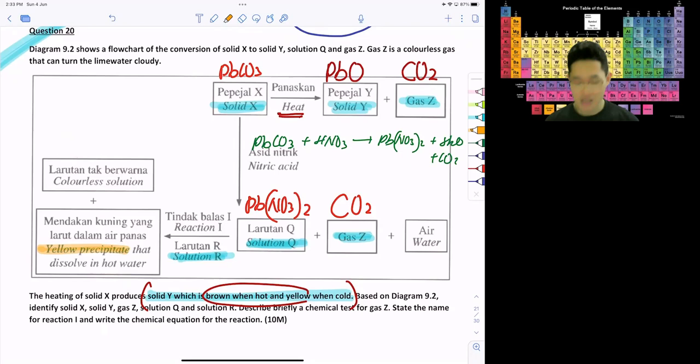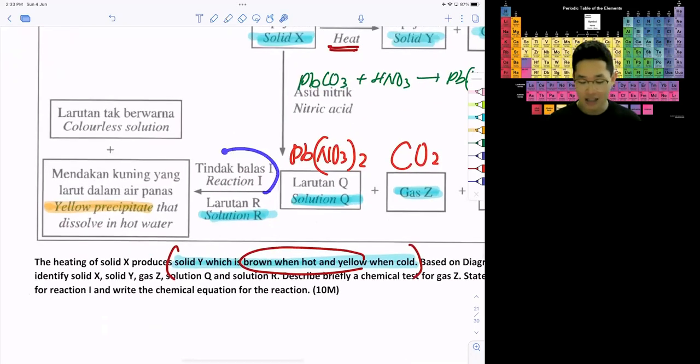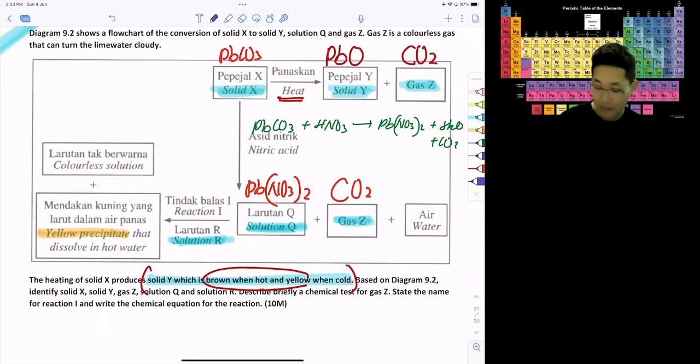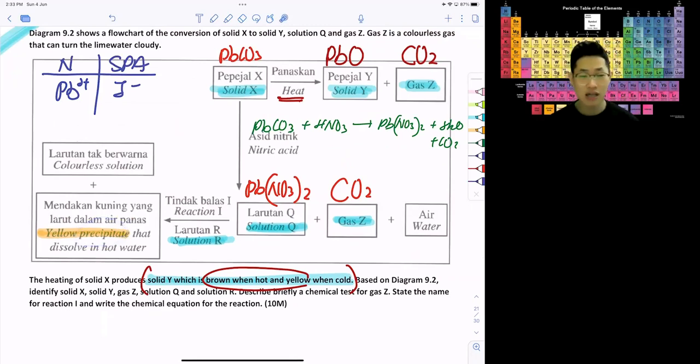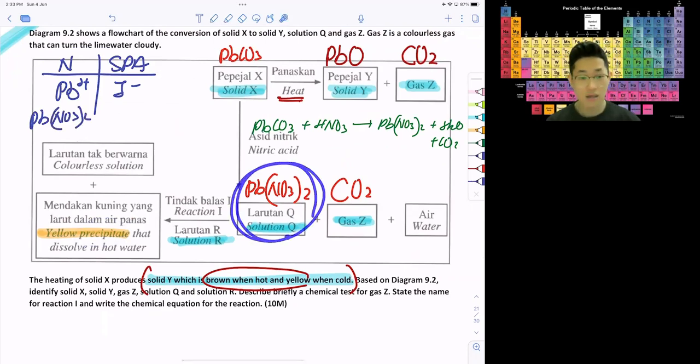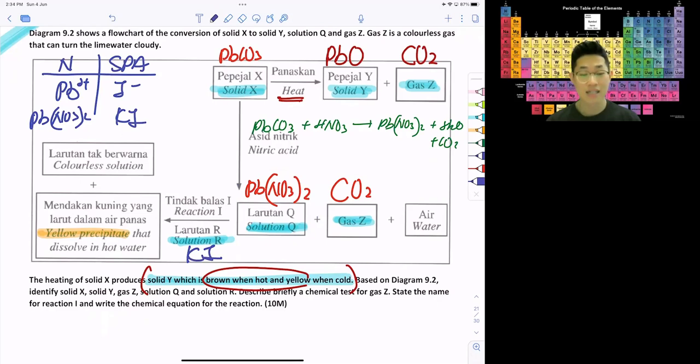So here, to find the reactant for lead II iodide, I put them into the cross and I use N-spa. Precipitate means insoluble. So when I see precipitate, I know I have to use the third one, N-spa. Lead II nitrate. And then here, simply, KI also can. So solution I is KI. Just like that, done.